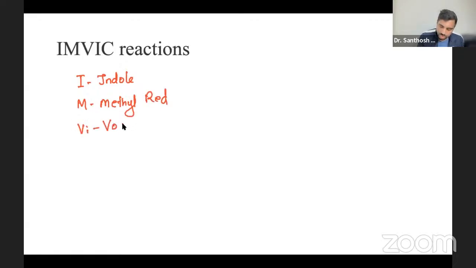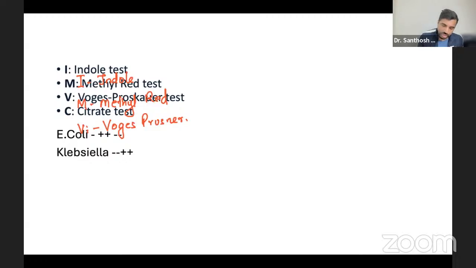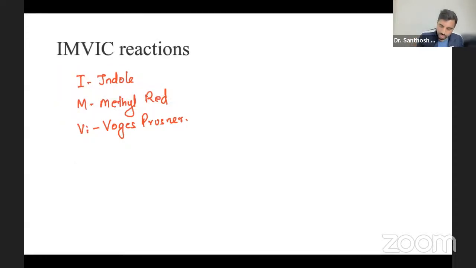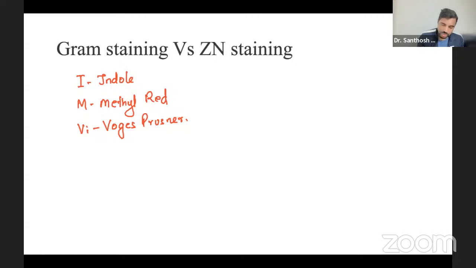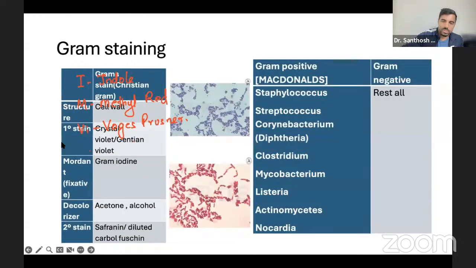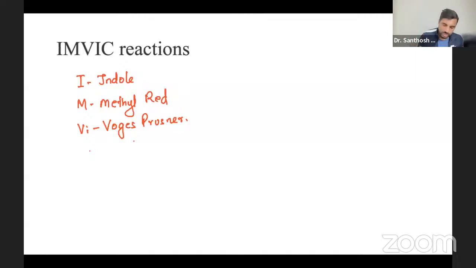Vi is basically the Voges-Proskauer reaction. Okay, there's a little bit of a spelling issue once again. Voges-Proskauer. It's very difficult, these names. Voges-Proskauer reaction. And then C is for citrate. C stands for citrate.